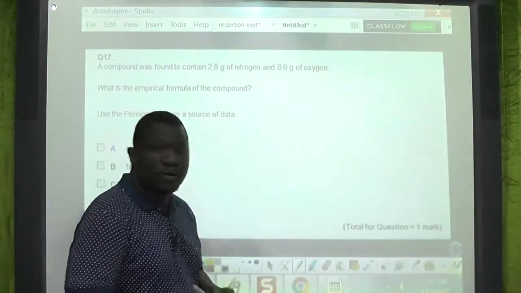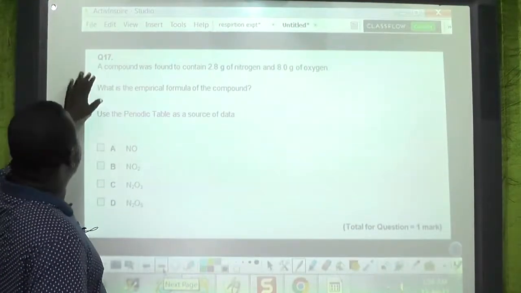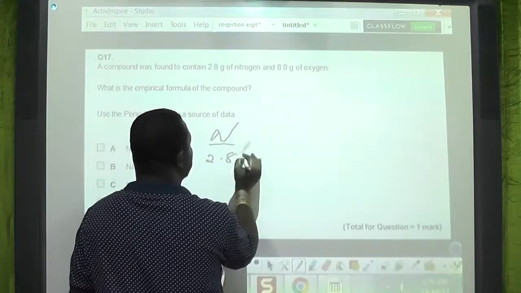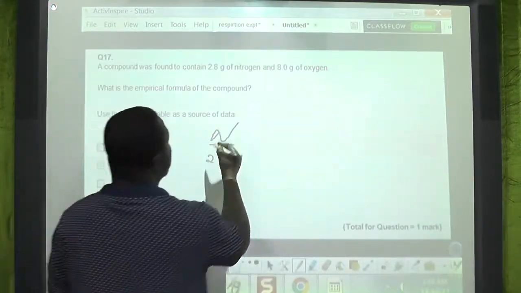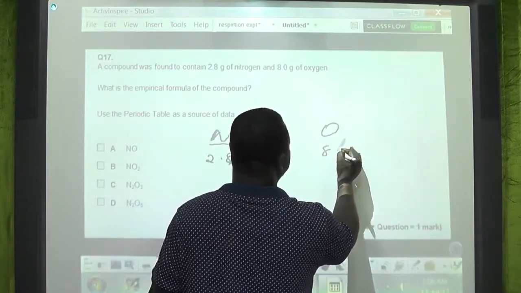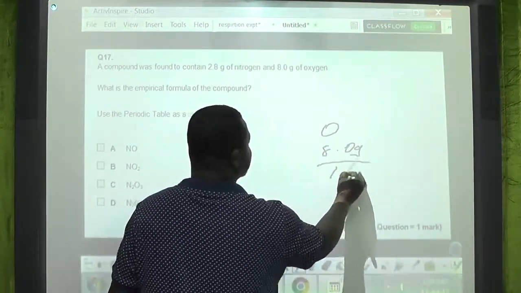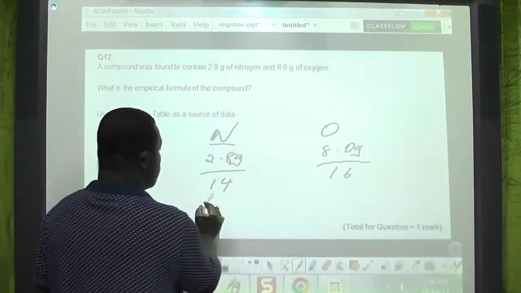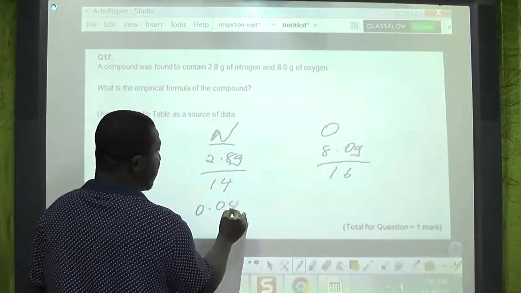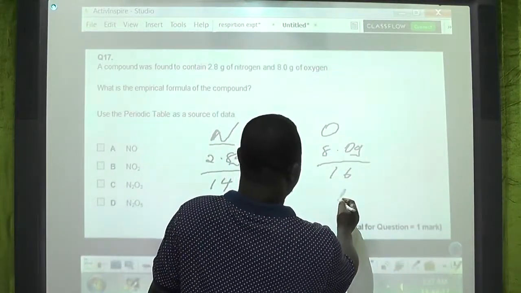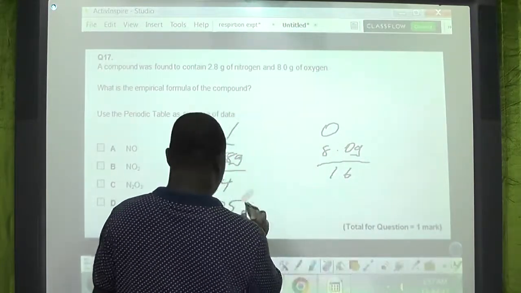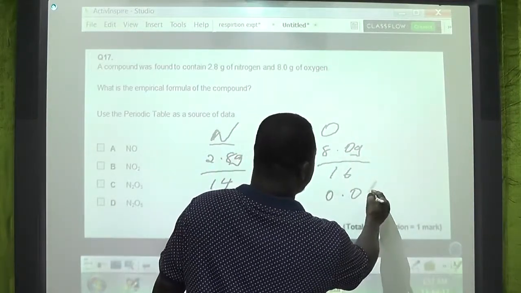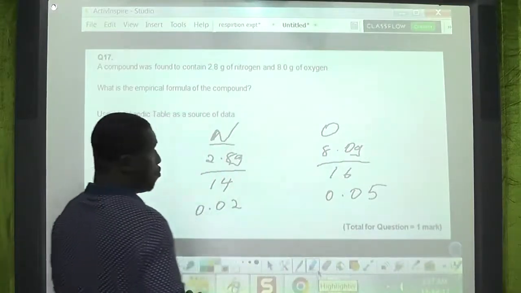We have just 2 more and it will all be over. Now, a compound was found to contain 2.8 grams of nitrogen. We are going for the empirical formula. And oxygen is 8 grams. So this divided by 14, and this divided by 16. When we divide nitrogen by 14, we get 0.2, and oxygen we get 0.5.